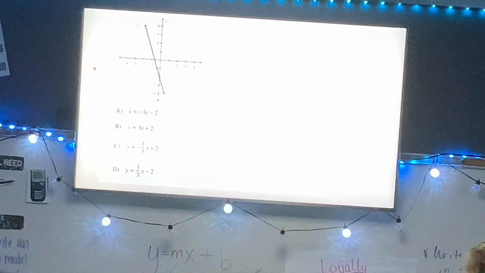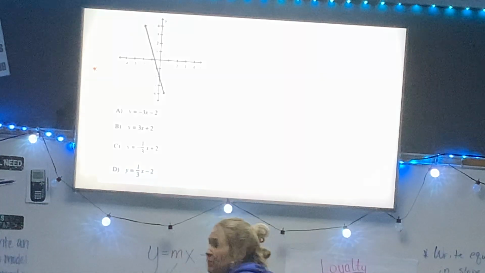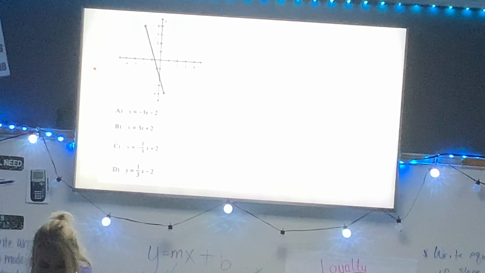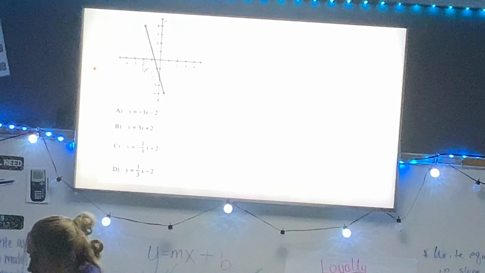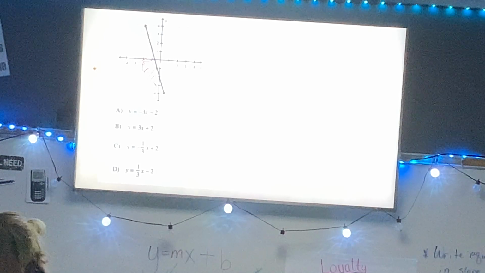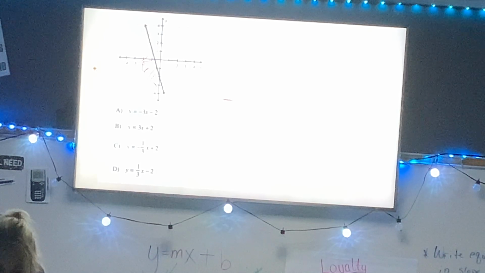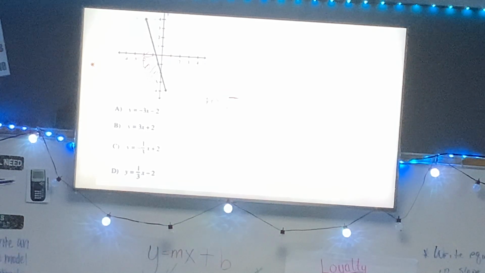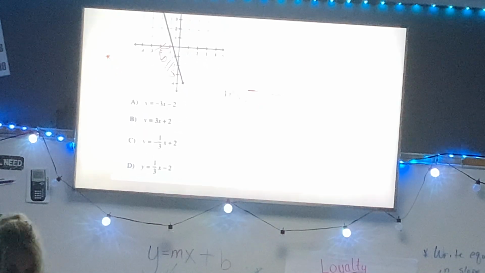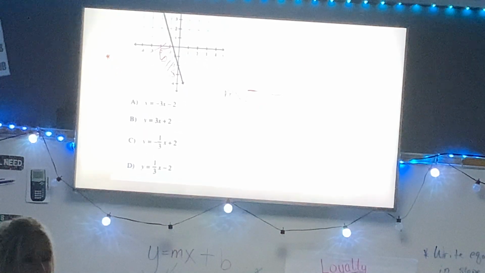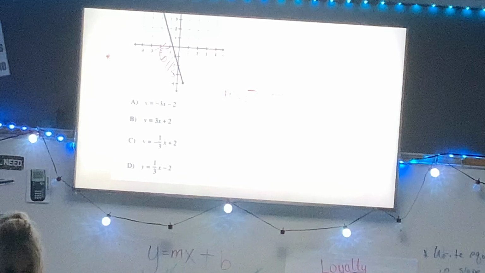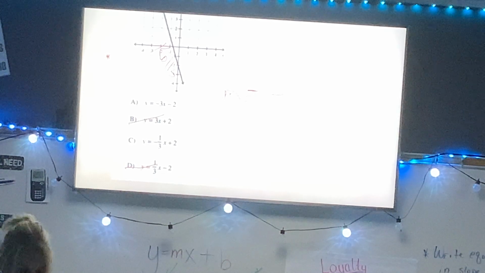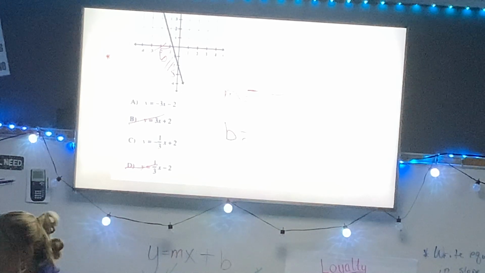Okay, so first we're going to find our slope and our y-intercept, same as we've been doing for a month and a half. Okay? So, first of all, is my slope positive or negative? Negative. So, if I look at that, which two answers could I automatically mark out because they are not negative? B and D. Perfect.